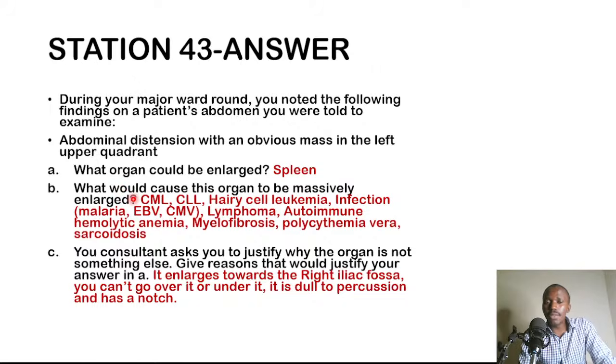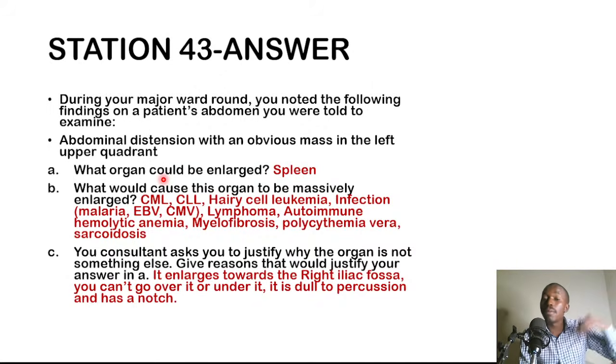C for CML and CLL, so chronic myeloid leukemia, chronic lymphoid leukemia. H for hairy cell leukemia. I for infections like malaria, EBV, CMV. L for lymphoma. Then autoimmune, for autoimmune hemolytic anemia. China, for N, autoimmune hemolytic anemia. Then mobile for myelofibrosis. Phones for polycythemia. Then of course SAC for sarcoidosis. So those are the causes of massive splenomegaly.